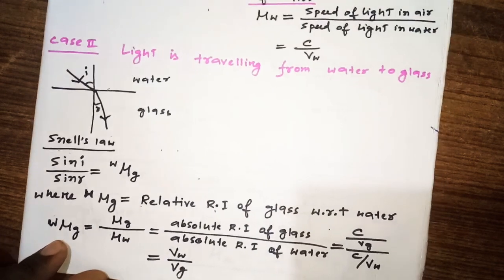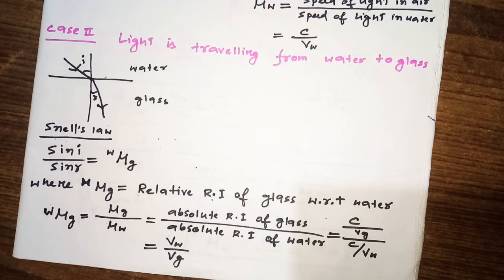And what is the formula for relative refractive index in this case? wμj, relative refractive index of glass with respect to water, is equal to μj by μw, that is nothing but absolute refractive index of glass divided by absolute refractive index of water, okay? And absolute refractive index of glass is what? Speed of light in air divided by speed of light in glass. Similarly, absolute refractive index of water is what? Speed of light in air divided by speed of light in water. So it will simply give us velocity of light in water divided by velocity of light in glass. Understood?